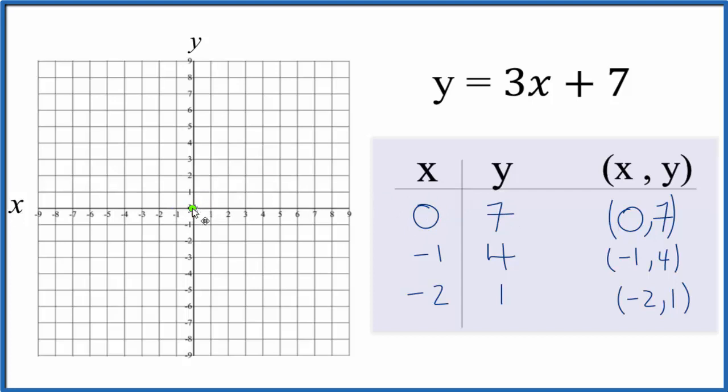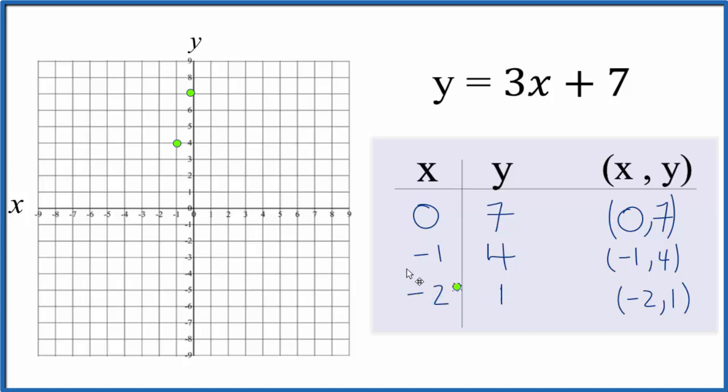So we have 0 for x and 7 for y. 0 for x, and we go up to 7 here for y. That's our first point. Then we have x is negative 1 and y is 4. And you could stop here and draw a line with 2 points, but if you have a third point, then you'll make sure you didn't make any mistakes there. I like to do it that way.